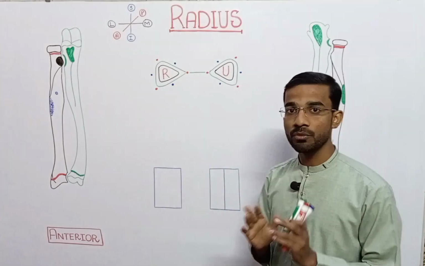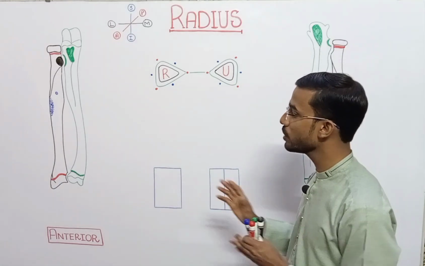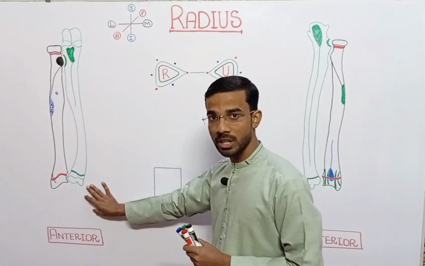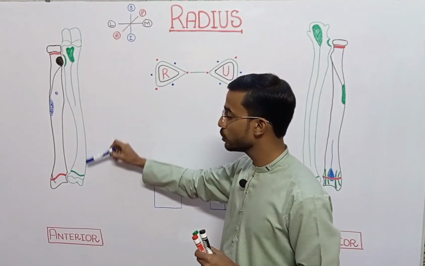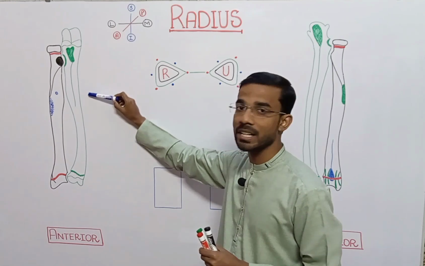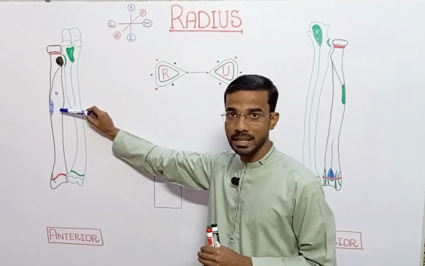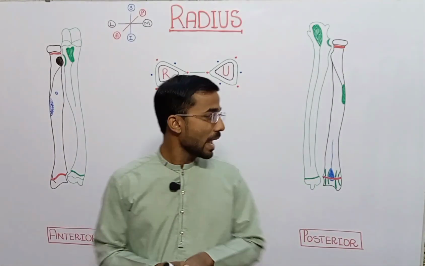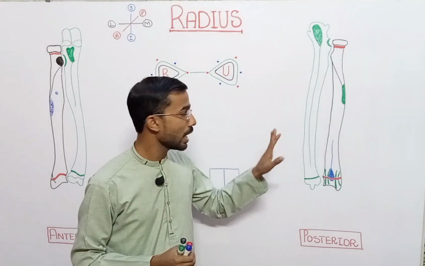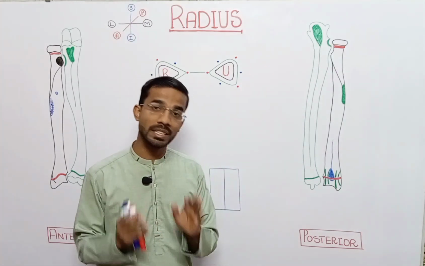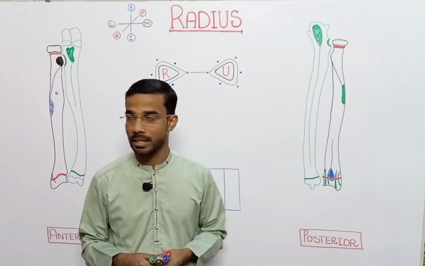In this lecture we will discuss the different components of the radius. Here you can see the posterior view of the radius and ulna. The green bone is the ulna and the black is the radius. Here is the anterior view, and at this side you can see the posterior view of the ulna and the radius. But the main focus in this lecture is on the radius.